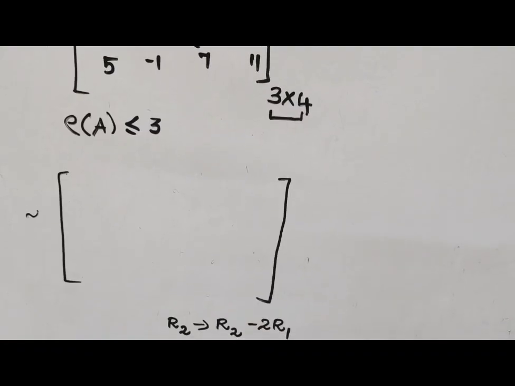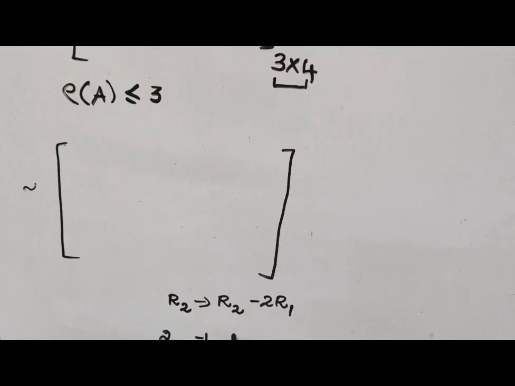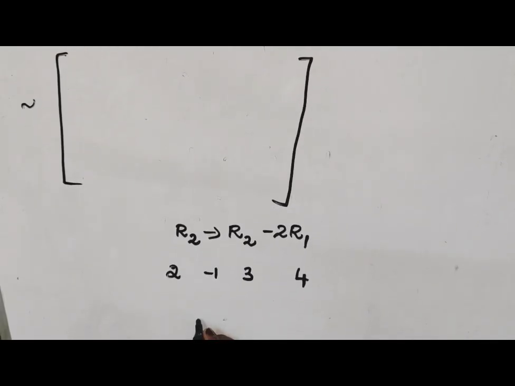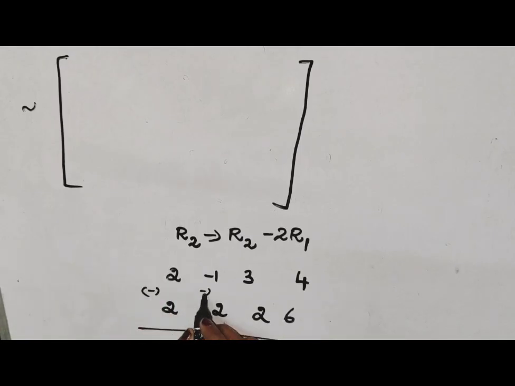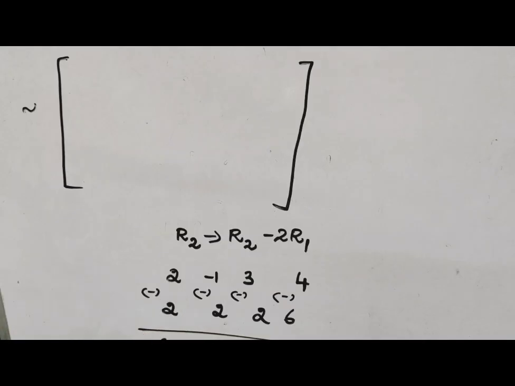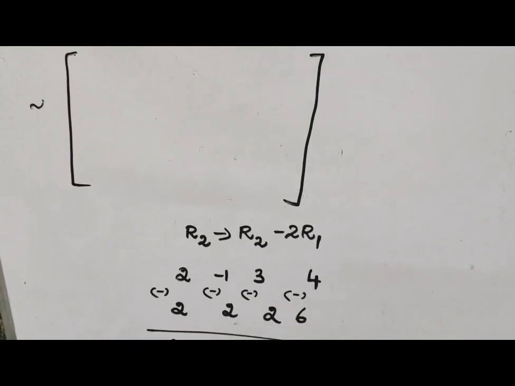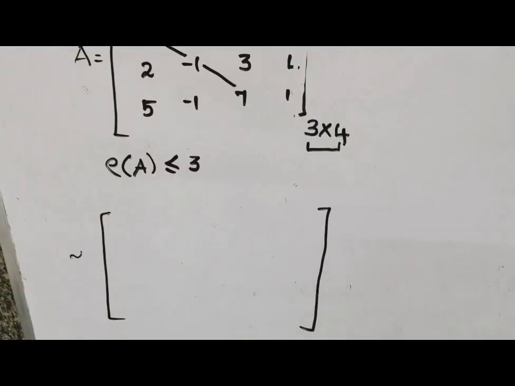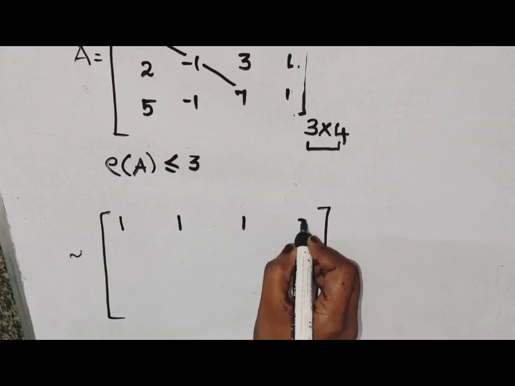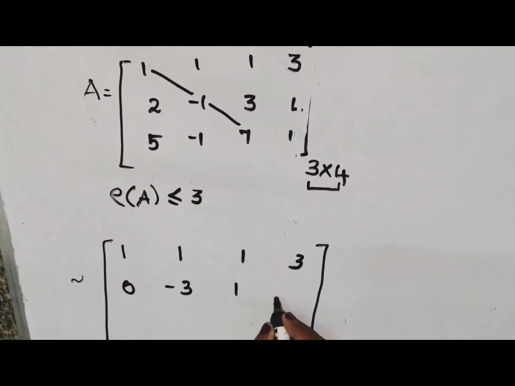R1, row 1, I will multiply by 2. First I will write R2: 2, minus 1, 3, 4. With R1, I will multiply 2, and I will get 2, 2, 2, 6. And R2 minus 2R1, I will subtract. So what value do we get? 2 minus 2, 0. 1 minus 1 minus 2 becomes minus 3. 3 minus 2, 1. 4 minus 6 is minus 2. So R1 we keep as it is: 1, 1, 1, 3. In R2, we replace the elements with what we found: 0, minus 3, 1, minus 2.